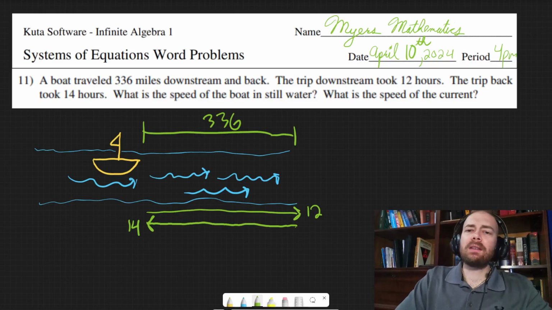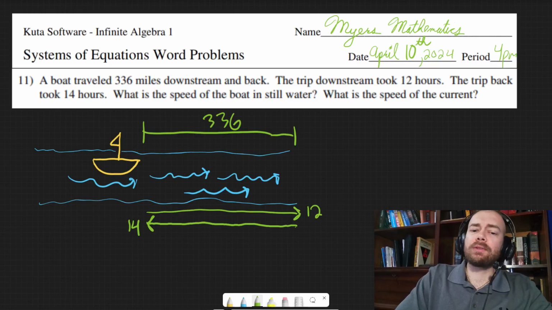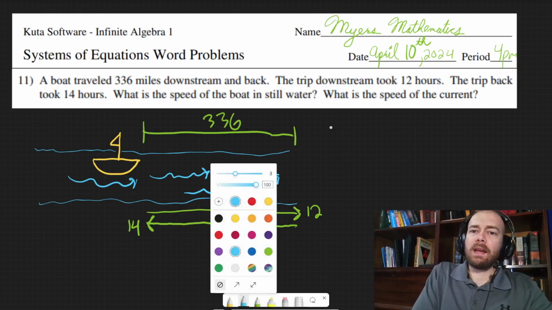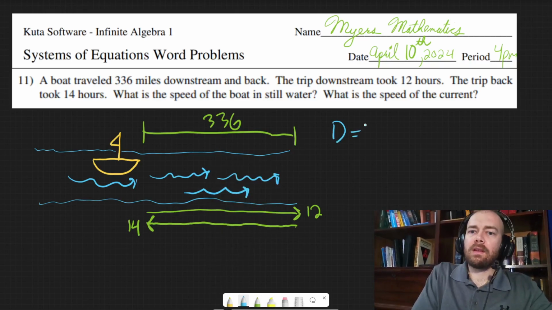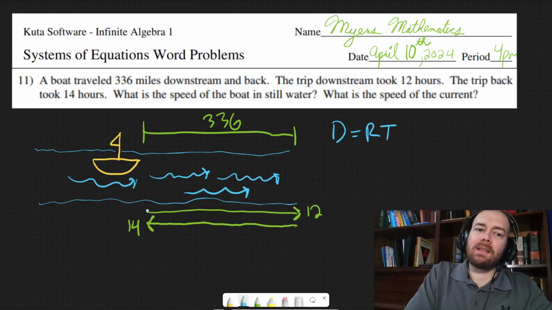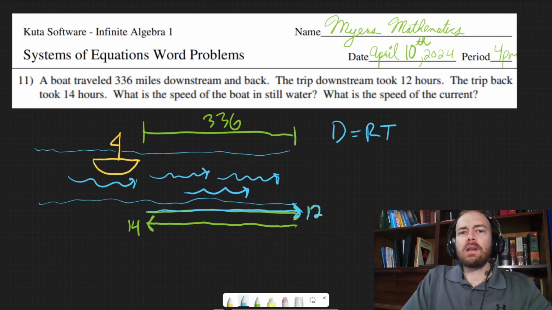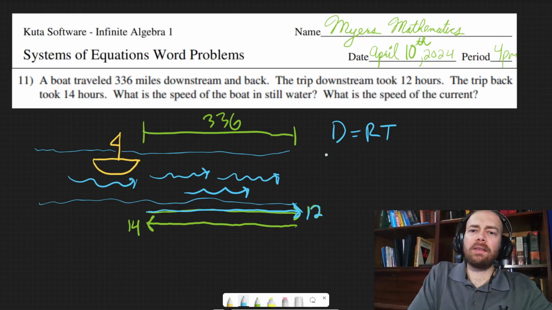If you divide distance by time, you get rate. So distance is equal to rate times time is the formula I normally remember. So I would say distance equals rate times time. And let's say that the downstream is blue. It's the blue equation. Okay. So distance, well, the distance is the same every time. It's 336.